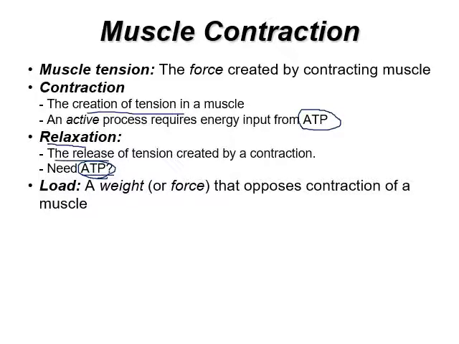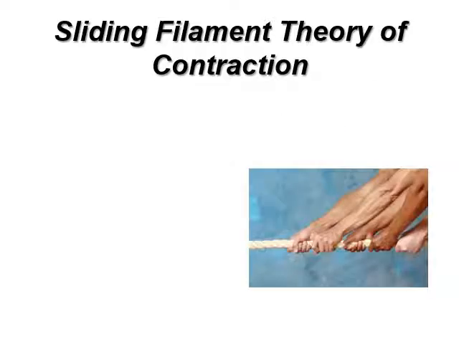Okay, and what are we trying to do? That force we're using to move a load, whether it's our own body weight, or whether we're at the gym moving weights, but we're creating force to oppose. The load opposes the contraction. The contraction is what's going to move the load. And to accomplish this, we have the sliding filament theory of contraction. It's a theory of how the filaments actually slide across each other to create contraction.